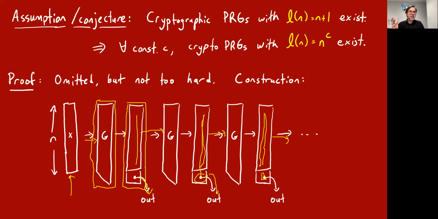Like you do this n to the 10 times, and that gives you an overall algorithm that involves running G n to the 10 times, it's polynomial time, and it spits out n to the 10 bits. And you have to prove, and you in fact exactly use the hybrid algorithm to prove this. You have to prove that the n to the 10 bits output by this look indistinguishable from n to the 10 truly random bits to any PPT adversary, assuming the original seed was a uniformly random string.